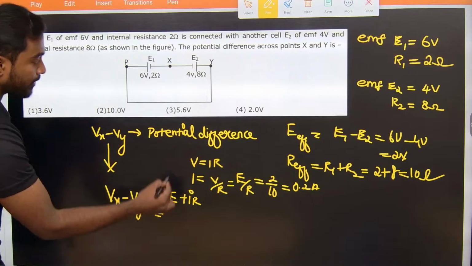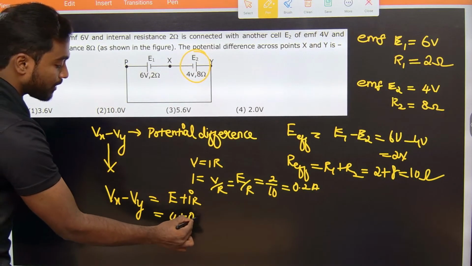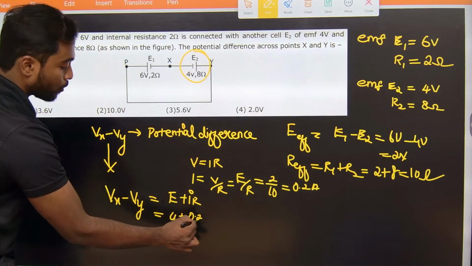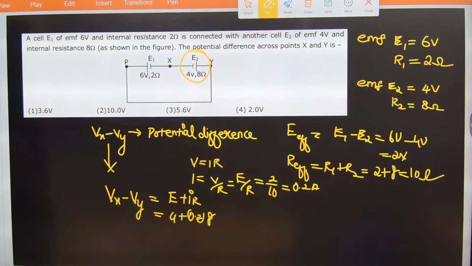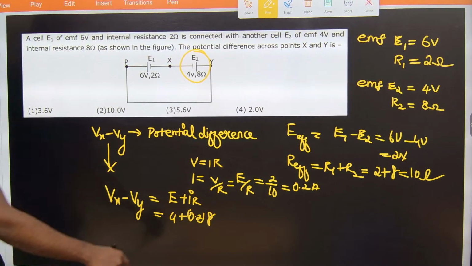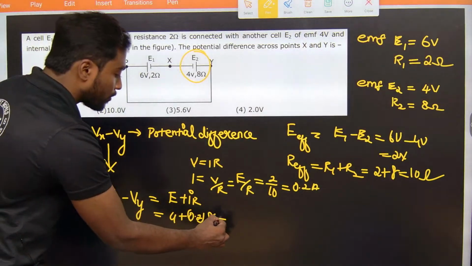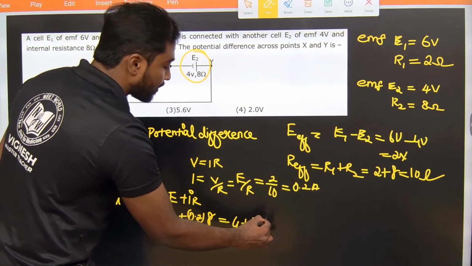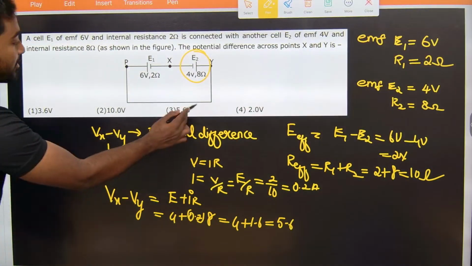So what is E here? E2 only I should take, 4 plus what is the current? 0.2 into resistance 8, okay, that's it. How much? 8 into 0.2 is 1.6, plus 4. So 4 plus 1.6 is nothing but 5.6. So option C is the answer.